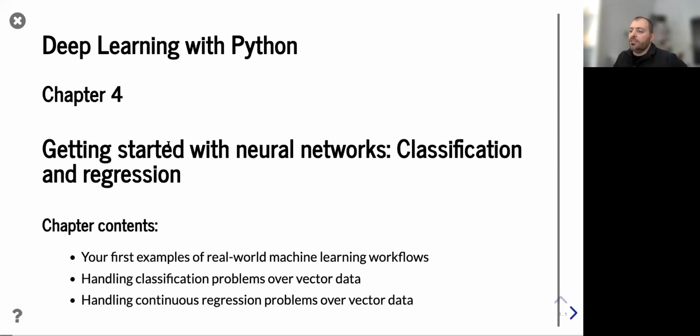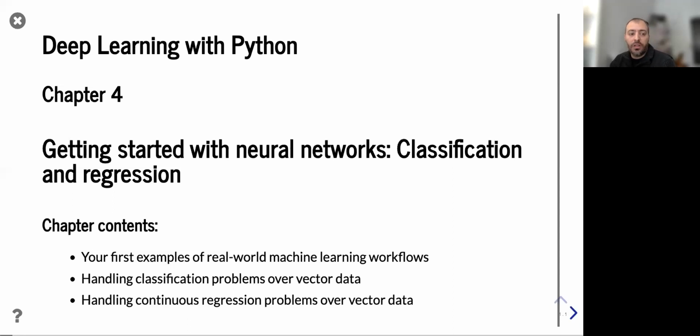Here are the chapter contents. So we will see our first examples of real-world machine learning workflows and learn how to handle classification problems over vector data, and also how to handle continuous regression problems over, again, vector data. So the idea is pretty simple. We will go through three different problems, three different tasks, and see how we can approach them.